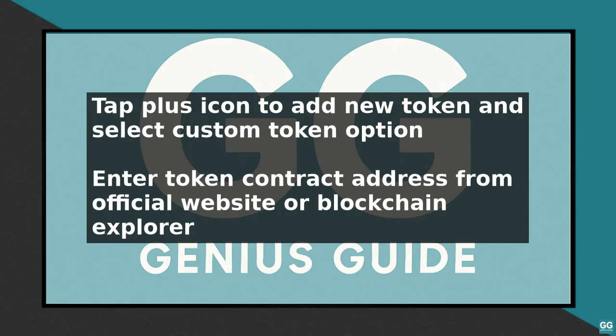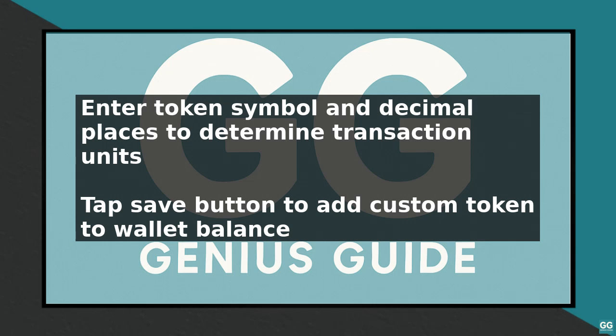Once you have entered the required information, tap the Save button to add the custom token to your wallet. The token will now appear in your wallet balance, and you can use it to send and receive transactions.